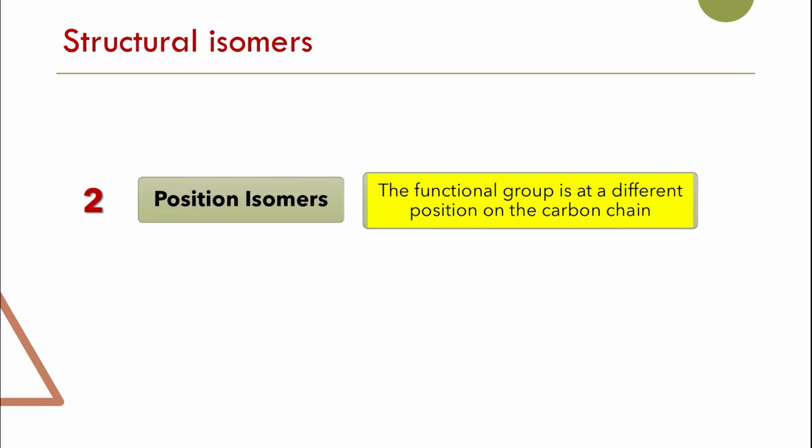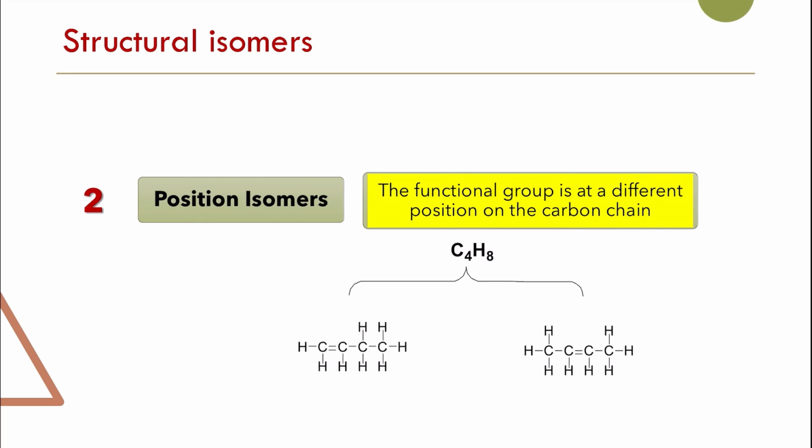The second type of isomer is the position isomer. In position isomers, the functional group is at a different position on the carbon chain. For example, C4H8, we're going to have one of these two compounds: but-1-ene or but-2-ene. The difference between these two: they have the same functional group, which is the double bond between the carbons. However, the position of the double bond for the first one starts with carbon number 1, while for the second one with carbon number 2.